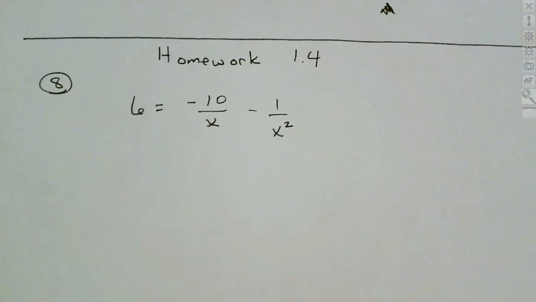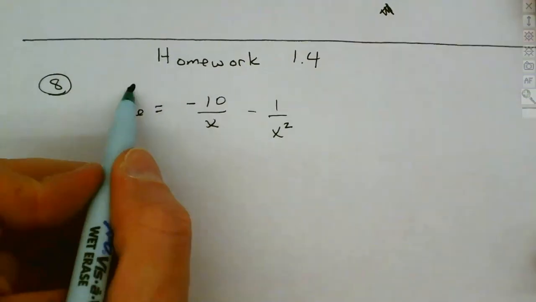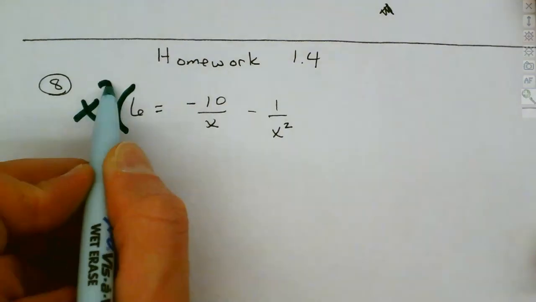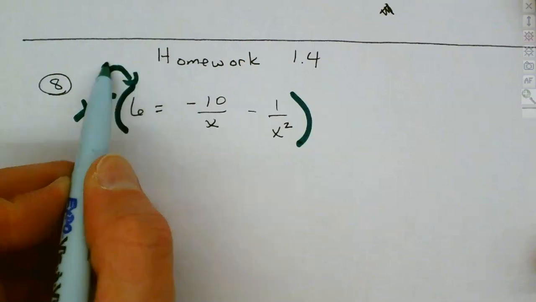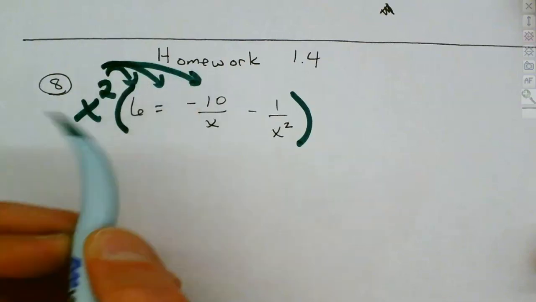Well, we can use an x, but not just an x. We actually need an x squared, because that's our highest power. So we're going to multiply all this by an x squared. Why an x squared? Well, let's see what happens when I do that.